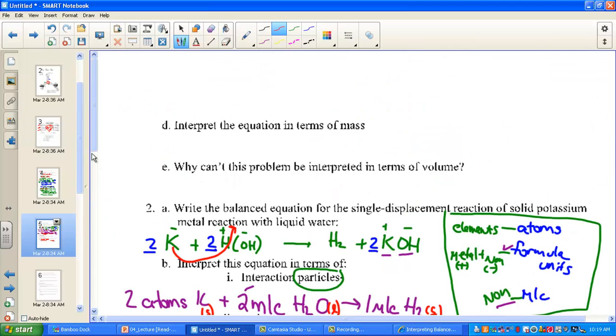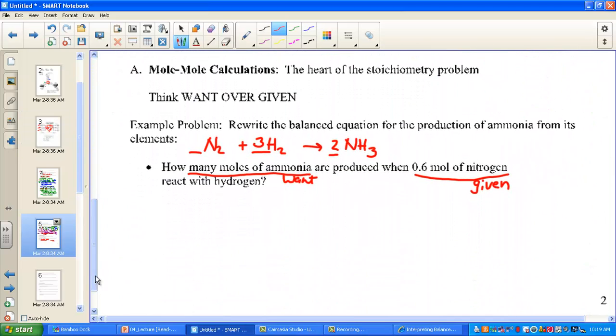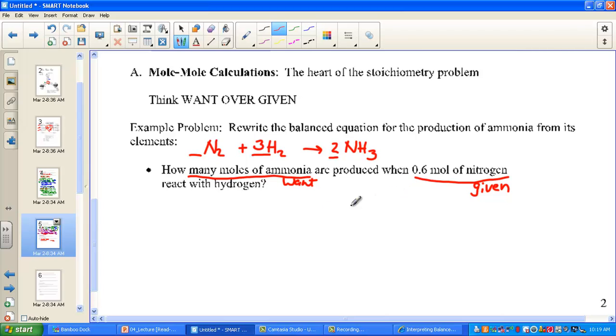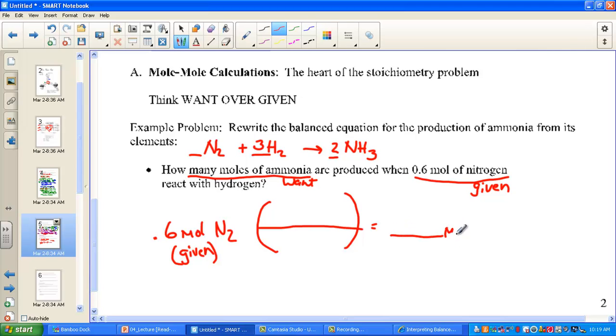Now let's set that up. We want to know ammonia given 0.6 moles of N2. This is my given quantity. I like to set up my conversion parentheses so I know exactly how many steps we have to move from moles of given to moles of what we want. We want to know how many moles of NH3. This is what we call our want.